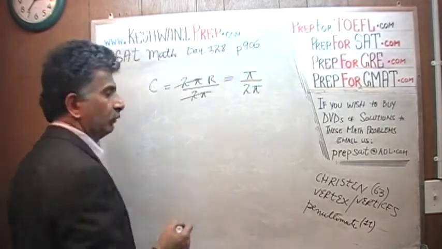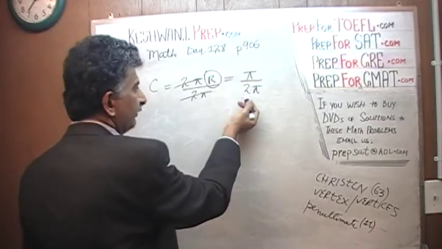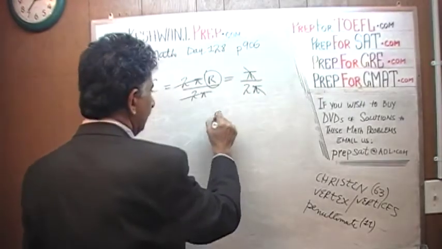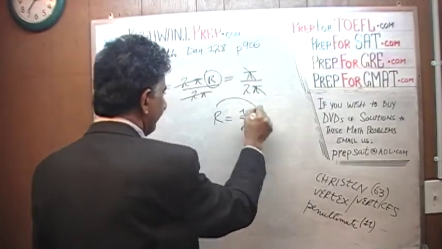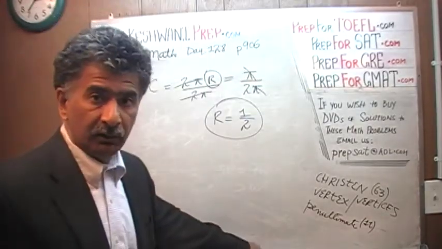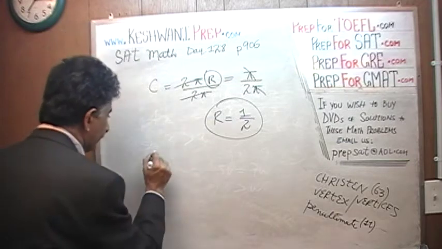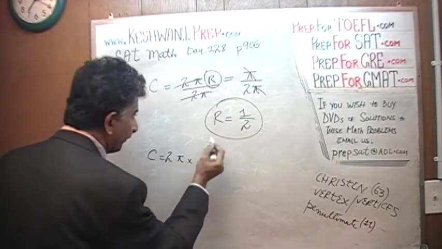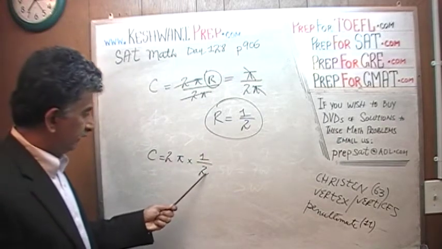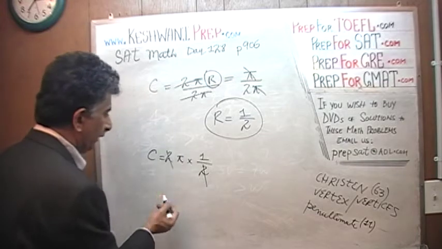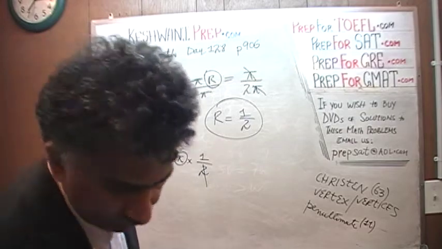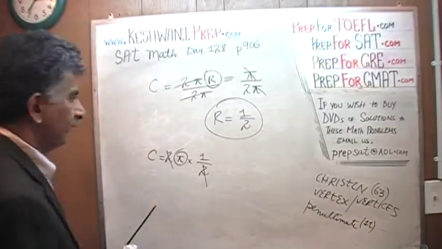And this 2 pi will cancel out with this 2 pi, and r equals this quantity. Pi appears on the top, pi appears on the bottom, so pi drops out. It turns out that the radius is half. Let's check it: circumference equals 2 times pi times r, which is 1/2, and the 2 at the bottom takes out the 2 at the top. As you can see, circumference equals 1 times pi, which is pi. That's it, we're done with this one.